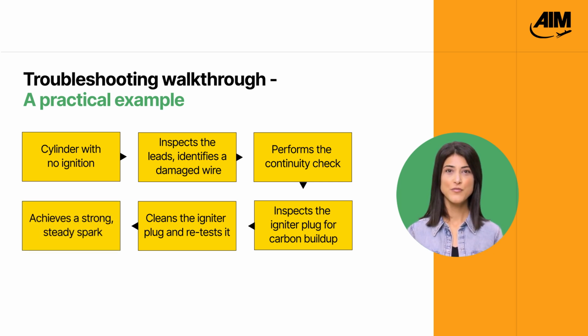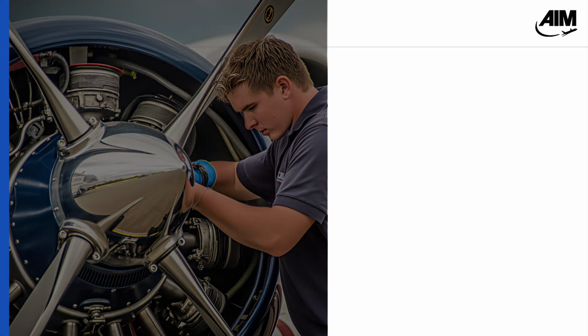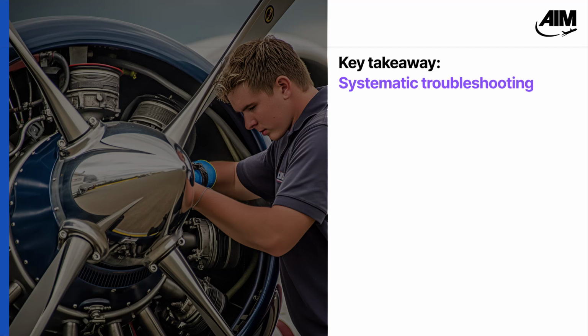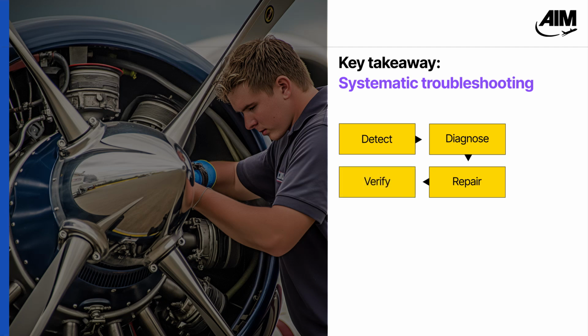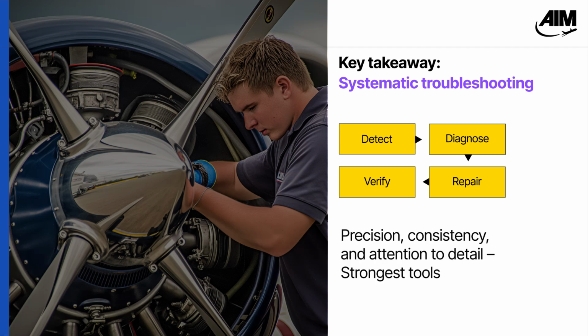This systematic approach ensures no issue is missed. Effective troubleshooting means methodically eliminating causes. The systematic troubleshooting approach of detect, diagnose, repair, and verify ensures safe and reliable engine performance every time. Whether in the workshop or on the tarmac, your skill in systematic troubleshooting directly impacts flight safety. Precision, consistency, and attention to detail are your strongest tools.